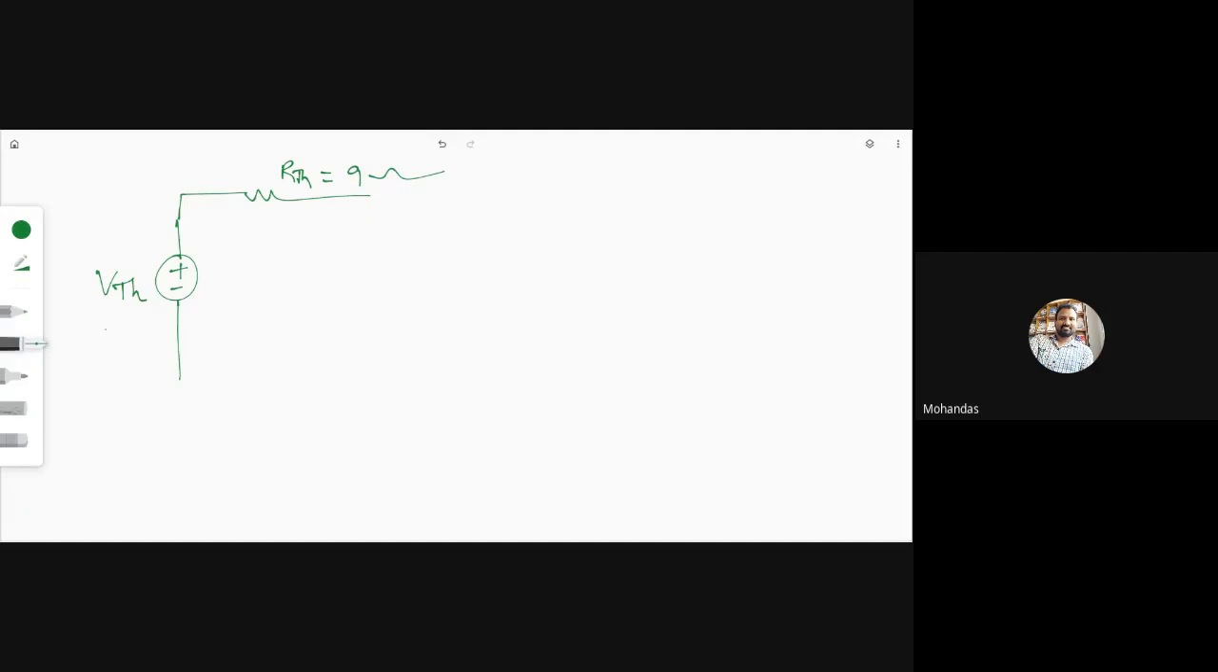RThevenin equal to 9 ohm. What is the VThevenin value? 21.96 volts. So this is the Thevenin equivalent circuit for the given problem across the A and B terminals. Now reconnect this load resistance RL. Can you tell me at what value of RL you will get the maximum power in the circuit?